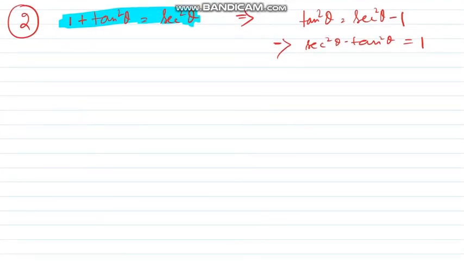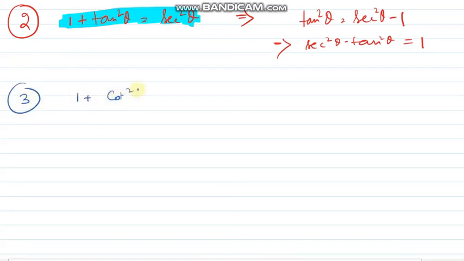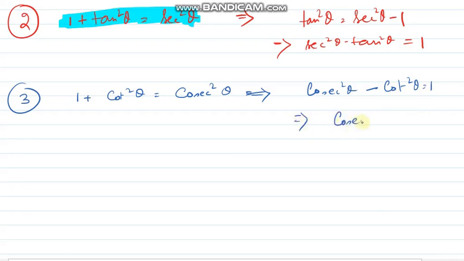Next one I am going to remember is 1 plus cot square theta equals cosec square theta. From there again I can transform and find cosec square theta minus cot square theta equals 1, or we can also write cosec square theta minus 1 equals cot square theta. So if I remember only this identity, I can easily transform the other two identities, right?